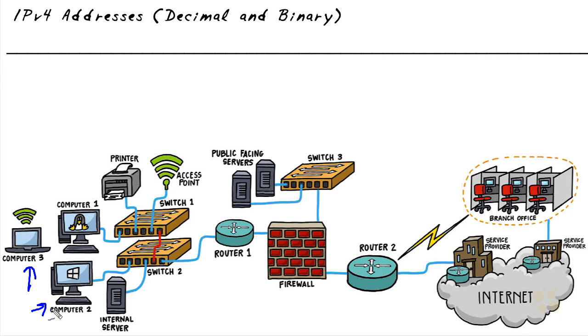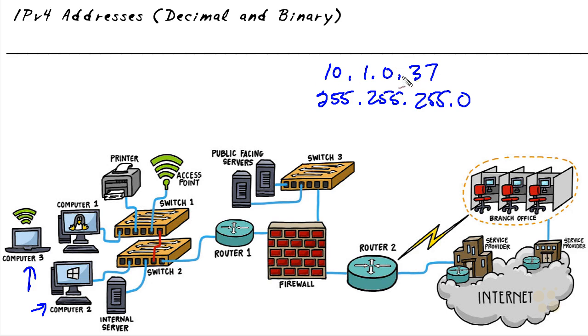Or we've done ipconfig at the command line, and the computer shows us that the IP address is 10.1.0.37. Let's also imagine it showing us that there's an associated mask of 255.255.255.0. Now, from previous nuggets, we've identified that an IPv4 address has 4 numbers separated by 3 periods.